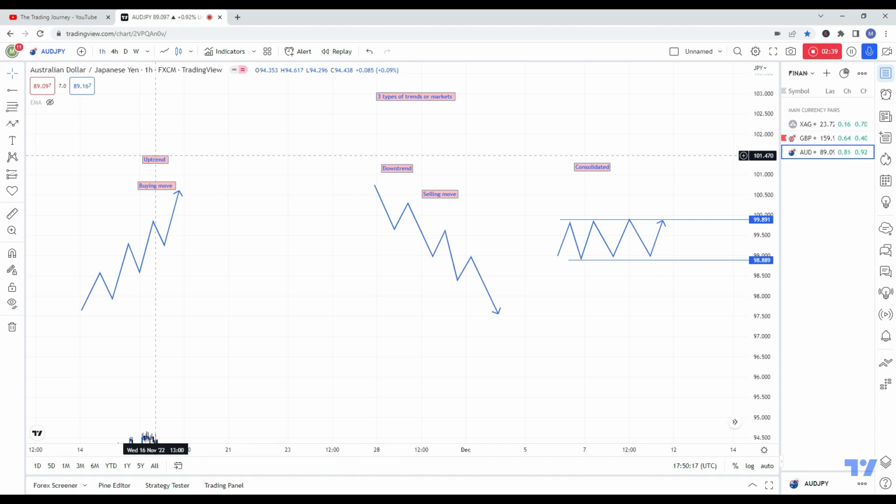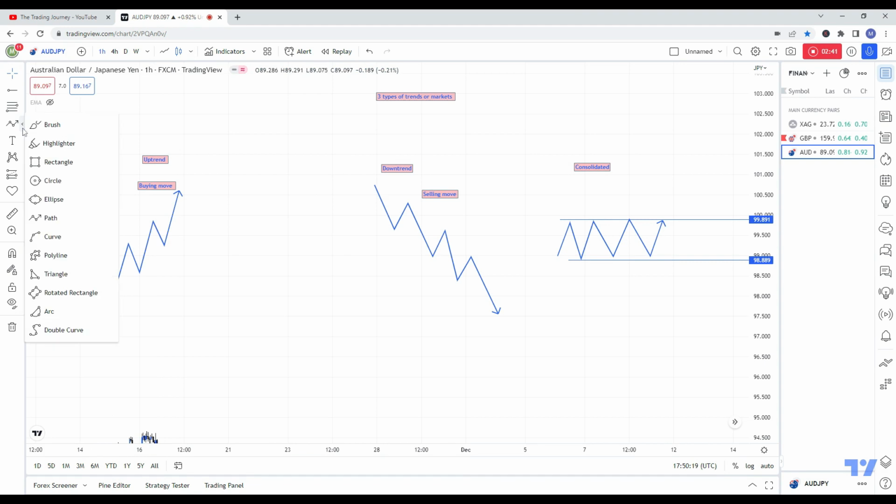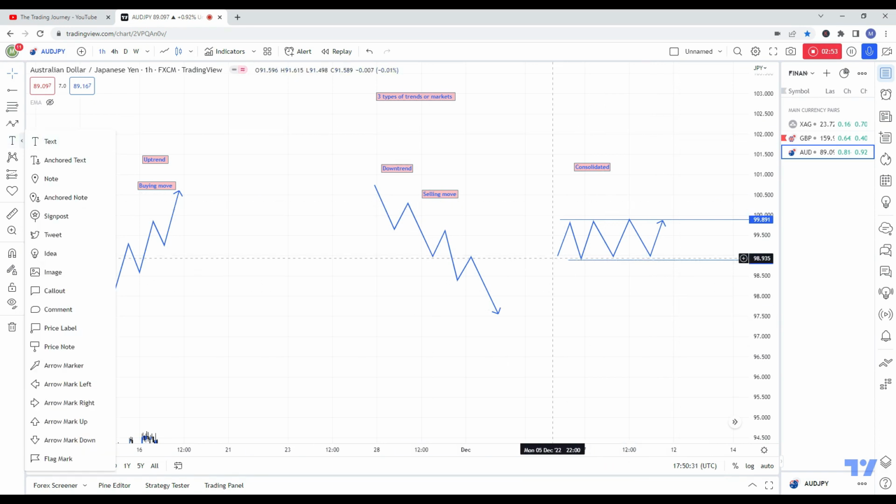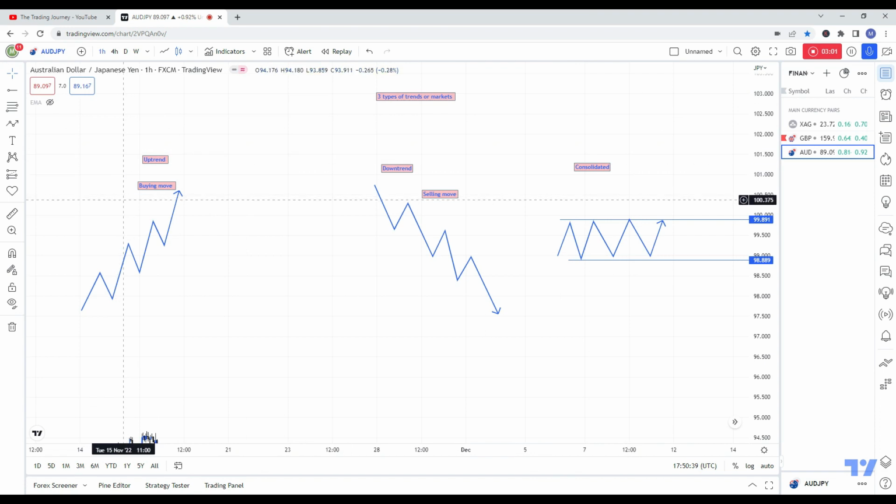Right? So most traders out there, the professional ones, they don't trade the consolidated market. The reason being is that if the market is going up, they don't know if the market is gonna break out of this box and start going up and give us an uptrend, or breaks down and give us a downtrend. What do I mean by that?